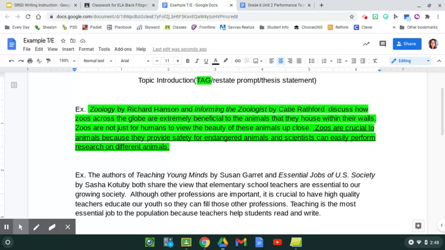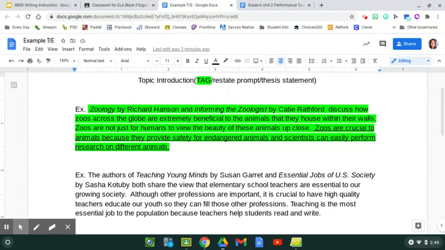Okay, so let's look for our tag. In my first sentence, I see authors of Teaching Young Minds. So here's my title by Susan Garrett, author. Oh, but there's another text, Essential Jobs of U.S. Society. So there's another title, and there's my author, Sasha Katubi. So my tag, the title and the author there. Now I need to look for the gist. What are those texts about? Okay, they both share the view that elementary school teachers are essential to our growing society. That's what both of those texts are about.